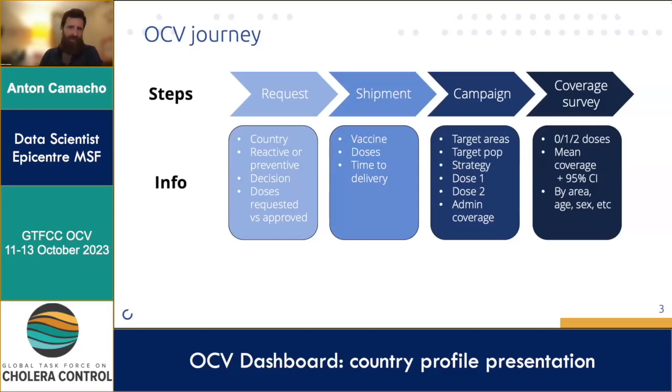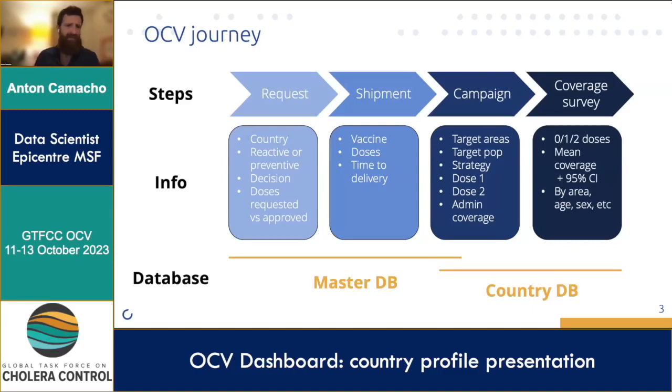In order to do that, because the information is in different places, we have designed two databases. One that we call the master database, which collects data from request, shipment, and a little bit about campaign. And then another database that we call the country database, or also the district database, which aims at collecting data on the campaign and on the coverage surveys.